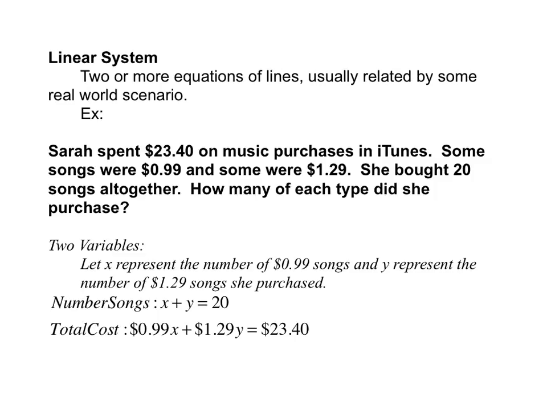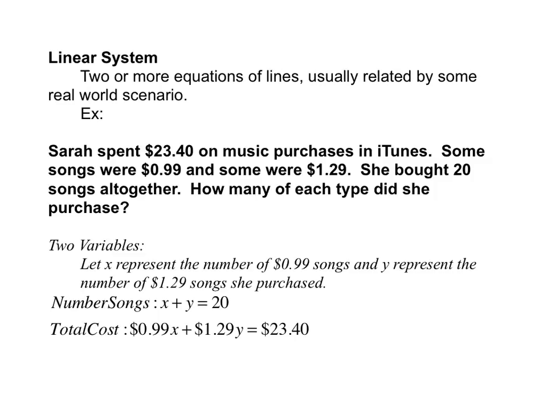So we would use two variables to represent each type of song, the 99-cent songs and the $1.29 songs. The number of songs would be represented by saying x plus y equals 20. So the number of 99-cent songs plus the number of $1.29 songs. Altogether, we know she purchased 20.